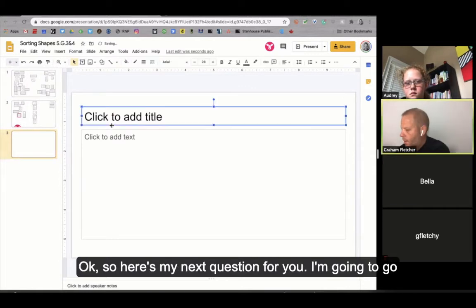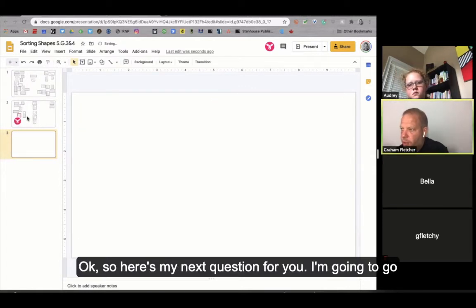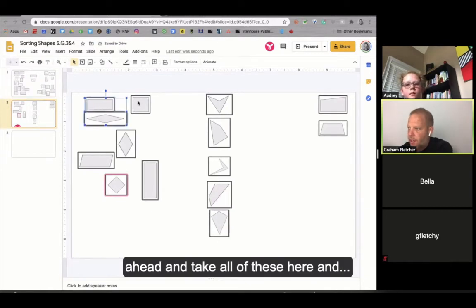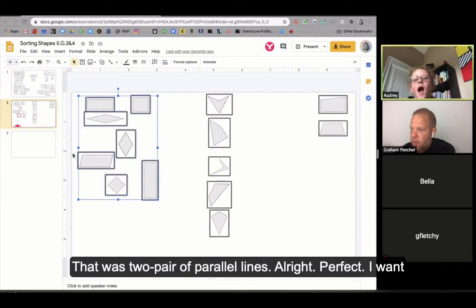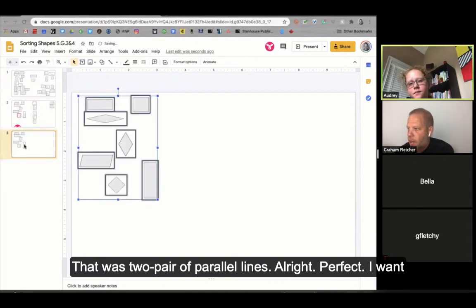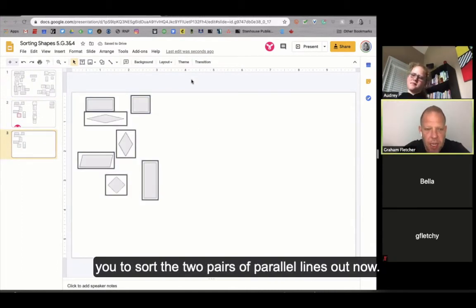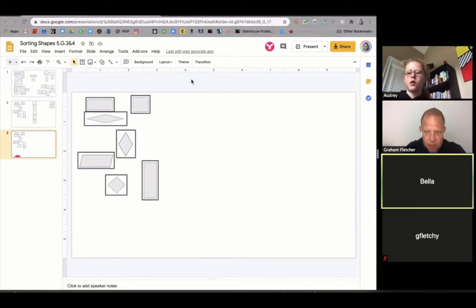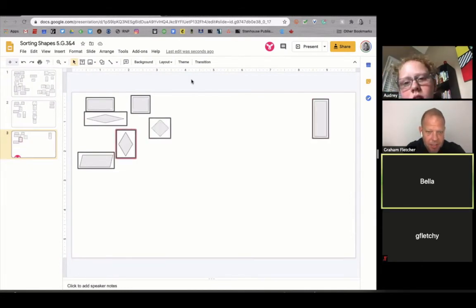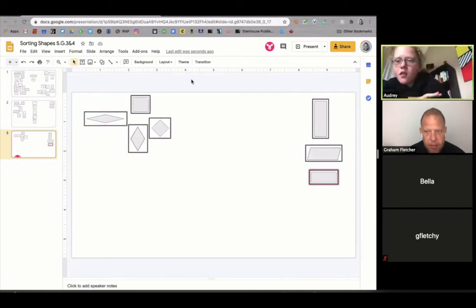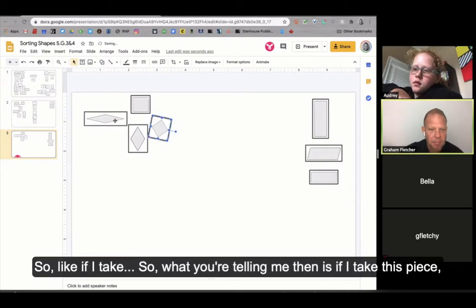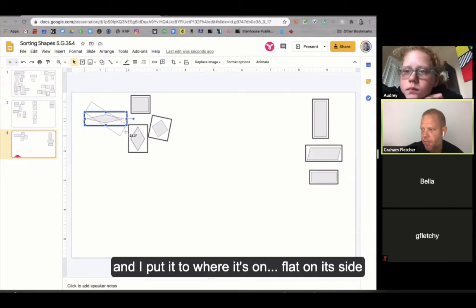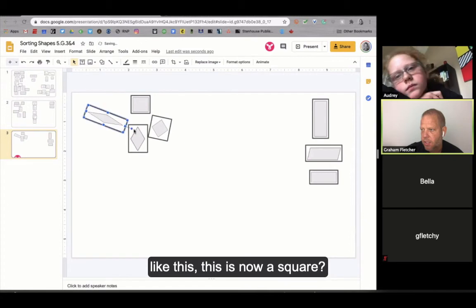All right, nice. Okay, so here's my next question for you. I'm going to go ahead and take all of these here. And Audrey, what was this group here that I'm copying right now? That was 2 pair of parallel lines. All right, perfect. I want you to sort the 2 pairs of parallel lines out now. Here. So what makes it a square? So what you're telling me then is if I take this piece and I put it to where it's flat on its side, like this is now a square?